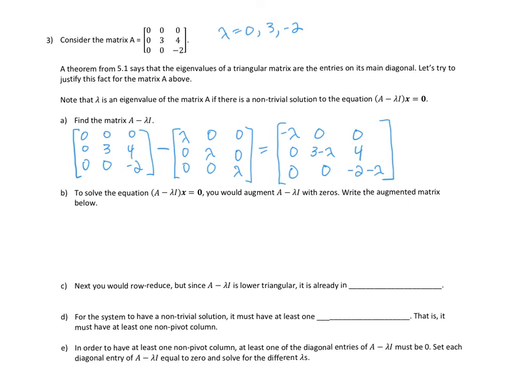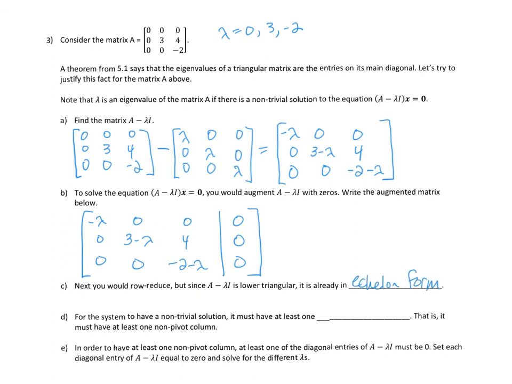So to solve the equation A minus lambda I times x equals 0, you would augment A minus lambda I with zeros. So I'm just going to take the A minus lambda I that I calculated above, augment with zeros. So now you would row reduce, but since A minus lambda I is lower triangular, it's already in echelon form, right? It's not in reduced echelon form because the pivots aren't ones, but it's in echelon form.